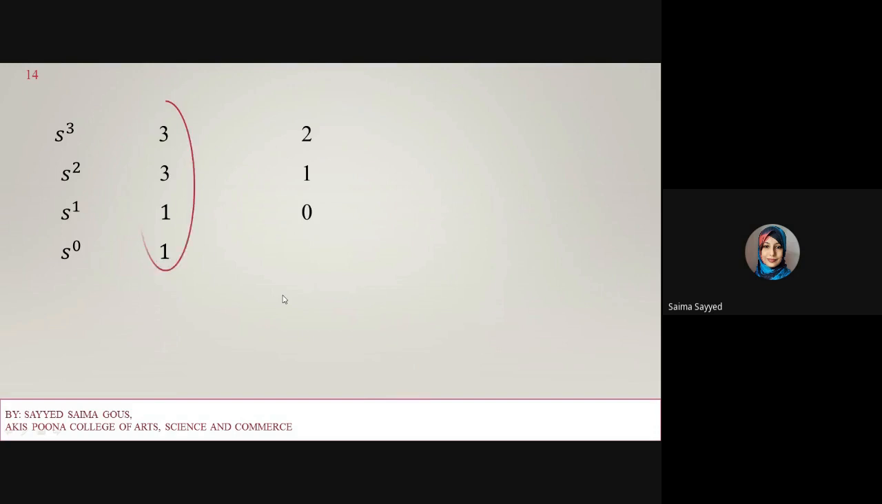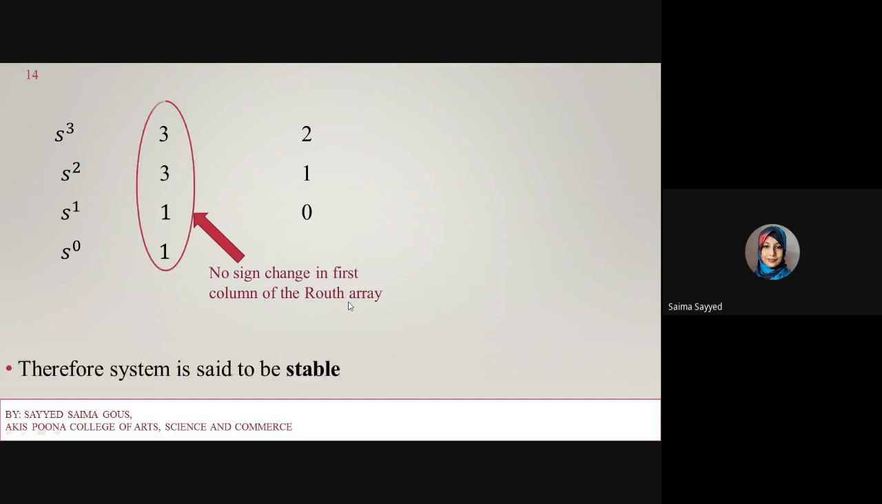Next step, check that all the elements of the first column have the same sign. So is there any sign change? There is no sign change in the first column of the Routh array, so the system is said to be a stable system.